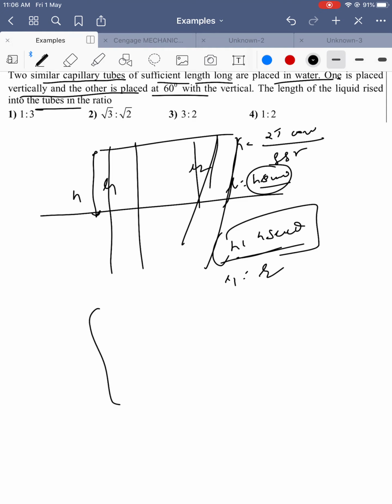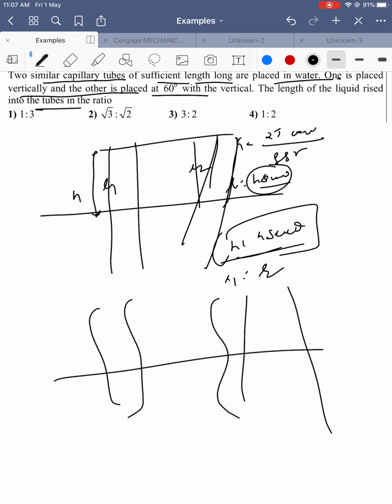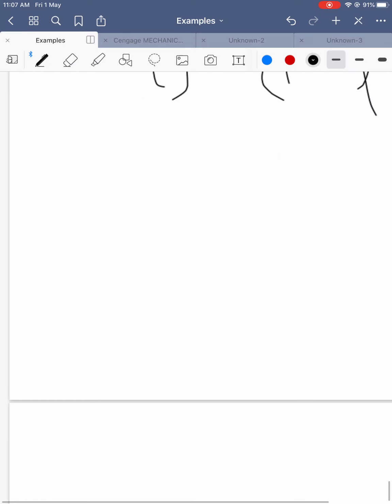Not only height, if you keep different shapes of capillary tubes, whatever shape you keep, the height which is raised is the same. Whatever shape may be the body, h is equal to 2T cos theta by rho g r. Okay, next.